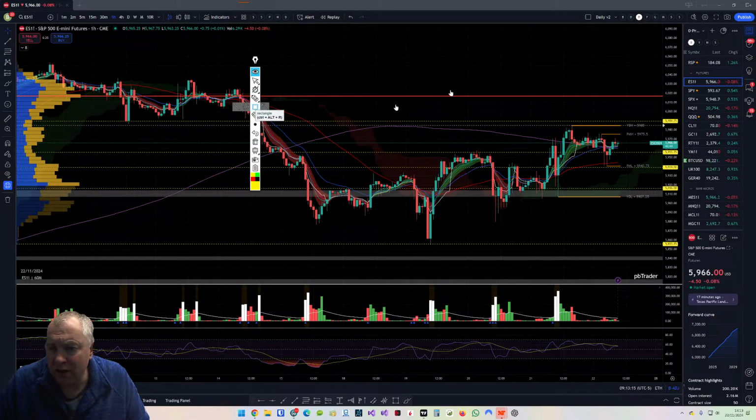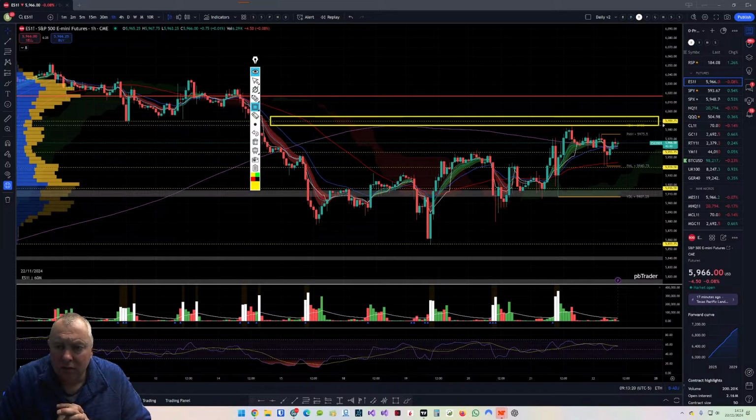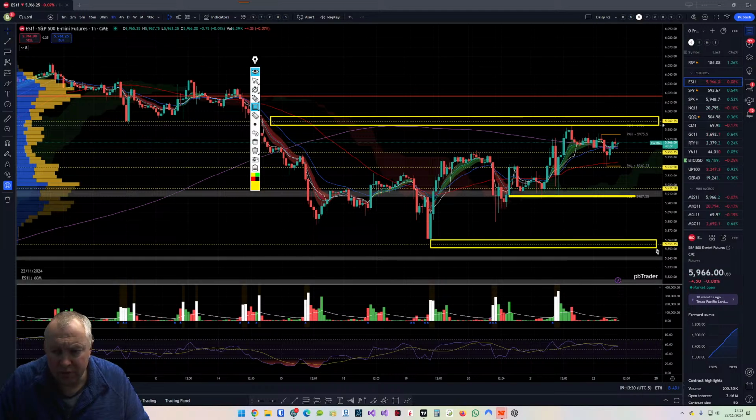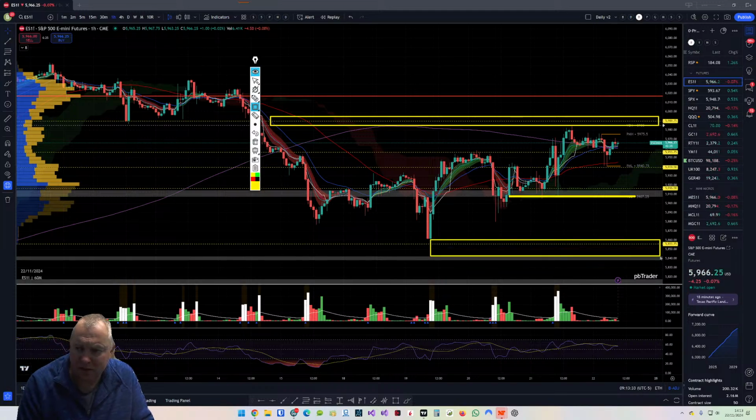So this region here is our rejection area. You can see we rejected it pretty well yesterday, and then we can watch yesterday's low for the bounce again, but also keep an eye on this region here for the bounce as well down here. So that's basically my levels.